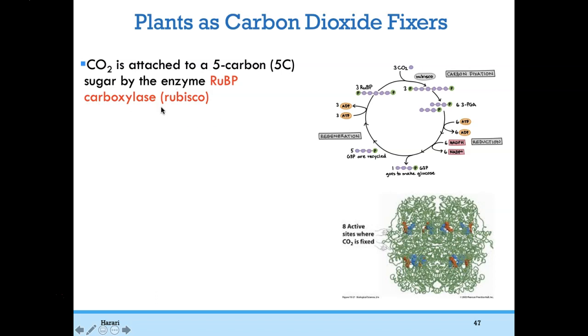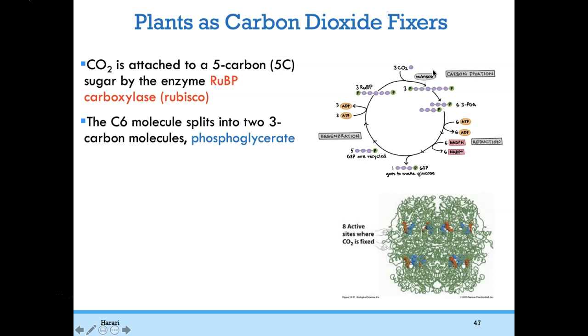It's actually the most prevalent enzyme on the planet. Think about all the leaves on the trees and all the blades of grass. They all require this enzyme to make sugar, not to mention all of the photosynthetic bacteria. So RuBP carboxylase is an enzyme that can take carbon dioxide as a gas and attach it to a 5-carbon molecule.